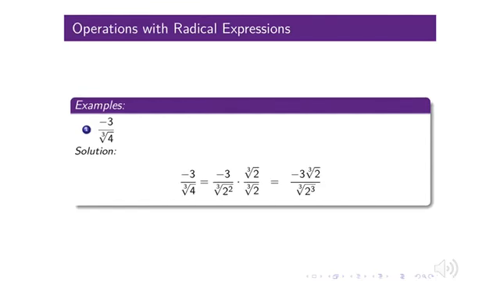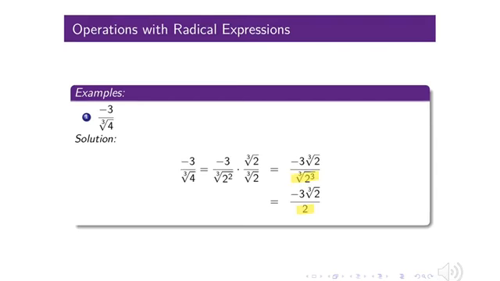Then, using the product property of the radicals, we multiply negative 3 over the cube root of 4 by our multiplier, which is the cube root of 2 over the cube root of 2. We obtain negative 3 cube root of 2 over the cube root of 2 raised to the power of 3. Then, simplifying the expression using the definition of nth root of b raised to the power of n, the expression in the denominator, cube root of 2 raised to the power of 3, is just 2.